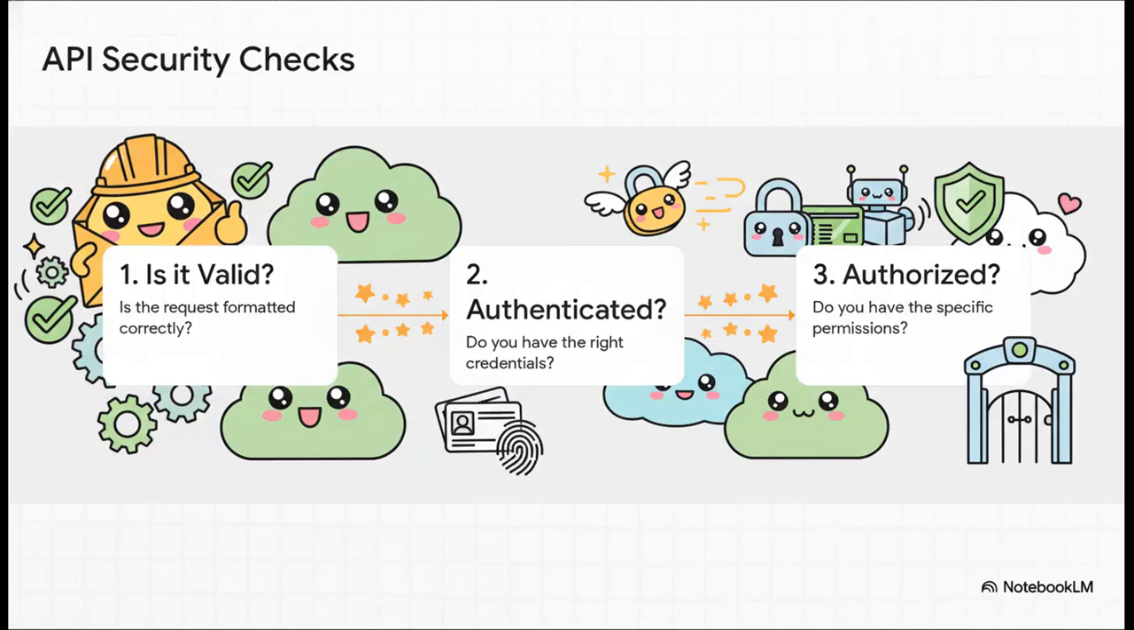Now, before your request gets anywhere, the API acts like a security guard. It runs 3 critical checks. First, it asks, is this request even valid? Is it formatted correctly? Second, are you authenticated? Do you have the right credentials to prove you are who you say you are? And third, this one's a biggie. Are you authorized to do this? Do you actually have permission to perform this action? This is what stops you from accidentally deleting your company's entire database.